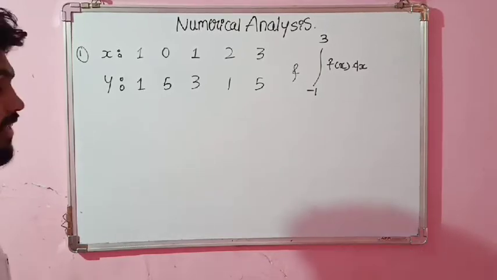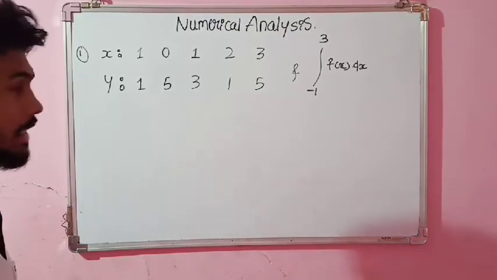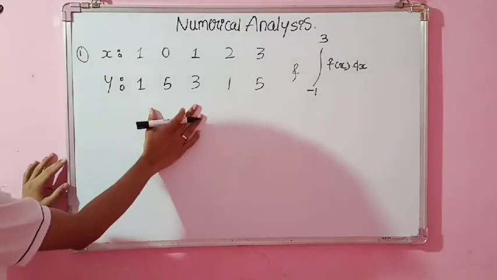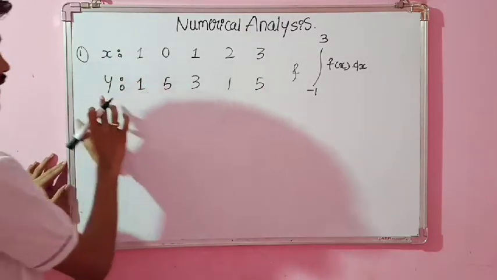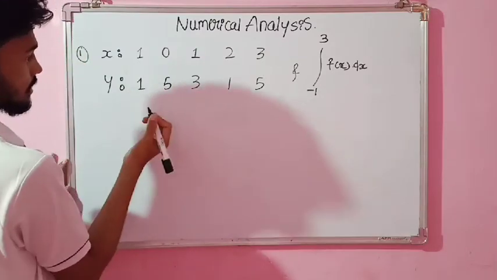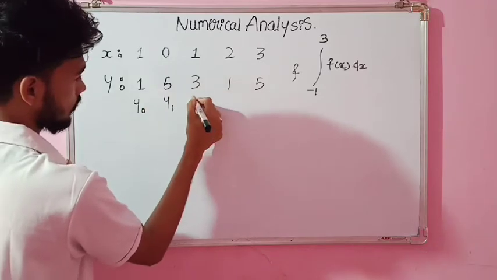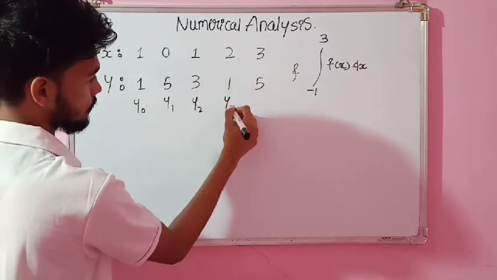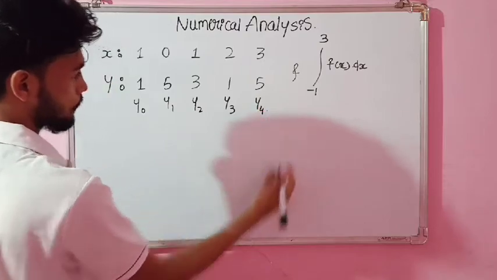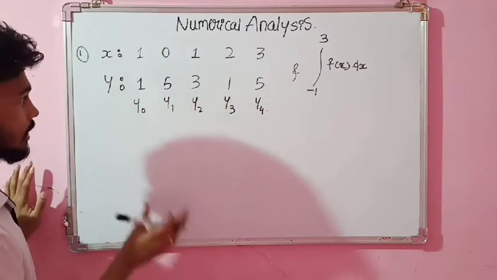Okay, so let's take one example and we will solve the trapezoidal rule, Simpson's one third rule and Simpson's 3/8 rule. This is the given data, x and y values are given and this is the definite integral. The first thing we have to do is label this y0, this is y1, this is y2, this is y3, this is y4.